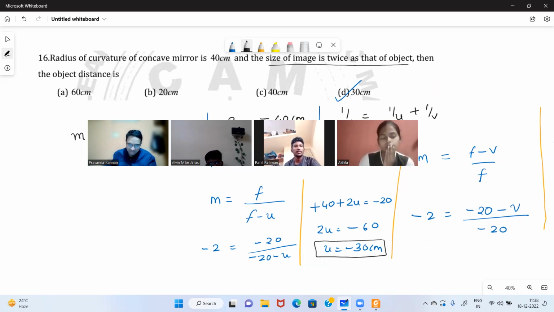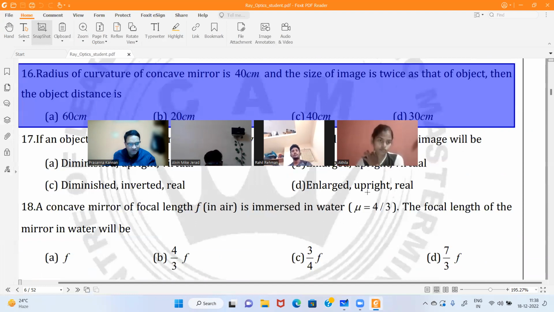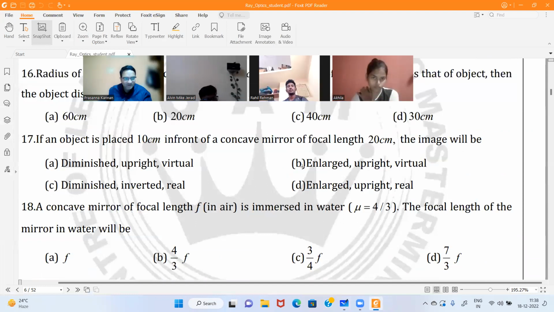Yes, sir. Good, good, excellent. Now let's go to the next question. Question number 17. Now tell me, if an object is placed 10 centimeter in front of a concave mirror of focal length 20 centimeter, what will be the image?